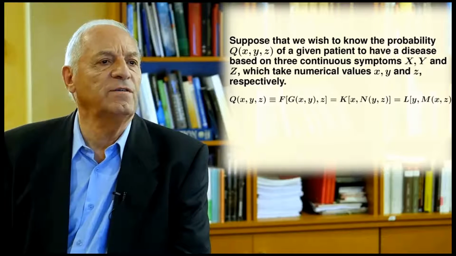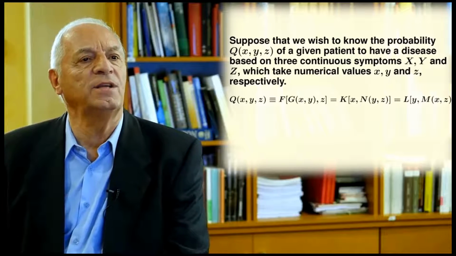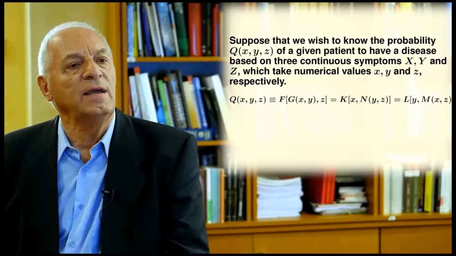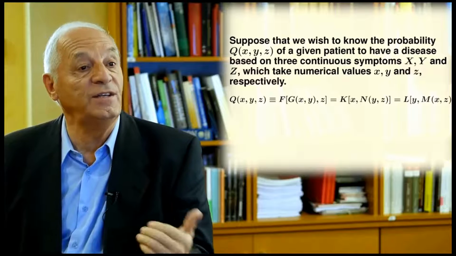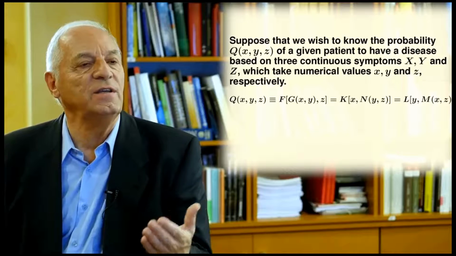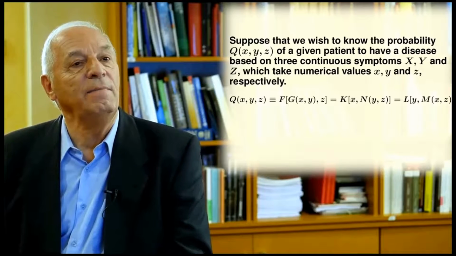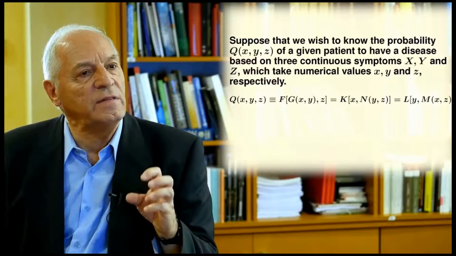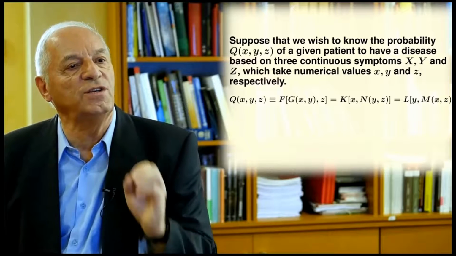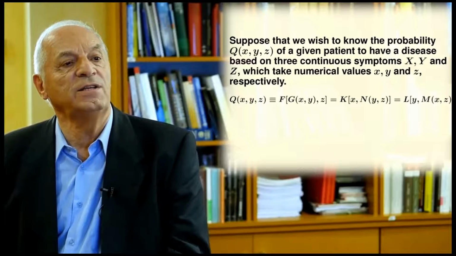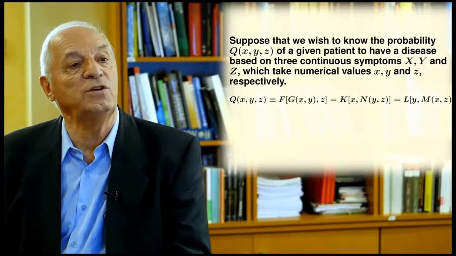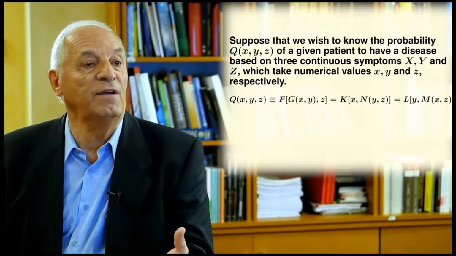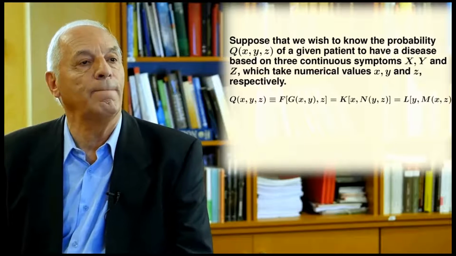What I can do is, first, combine the symptoms X and Y, extracting the information these two symptoms have on the disease by a function g. So g of x, y means the information that these two symptoms have on the disease. And then I combine this with the Z symptom by a function f. And finally, this f function gives us this probability.